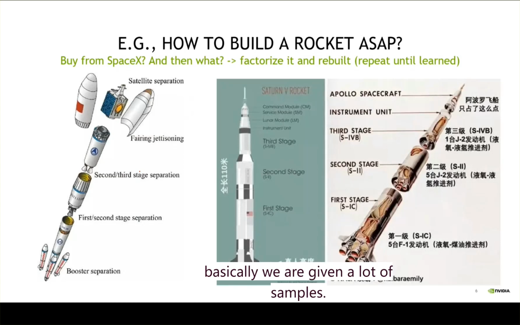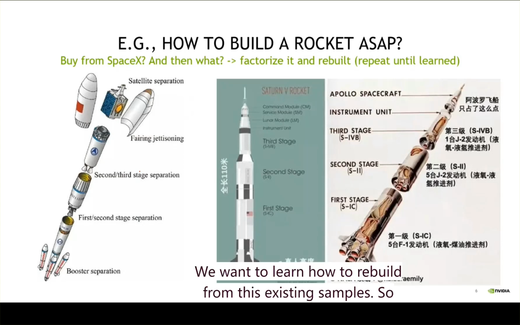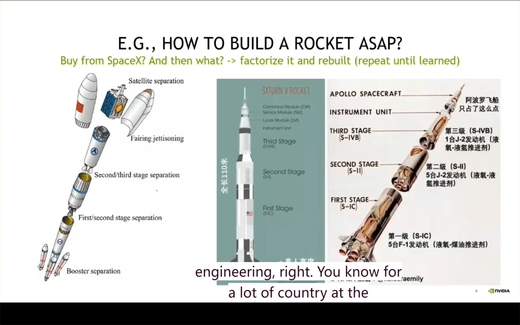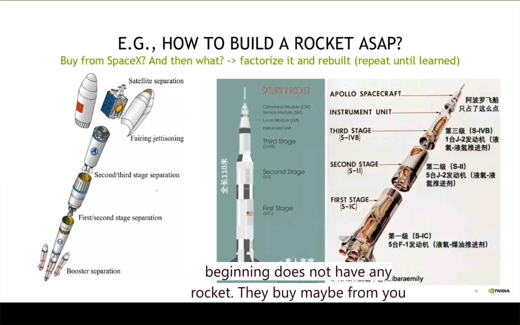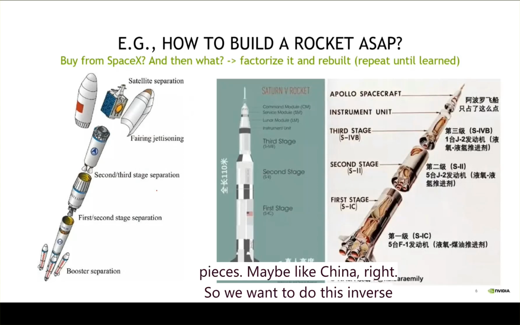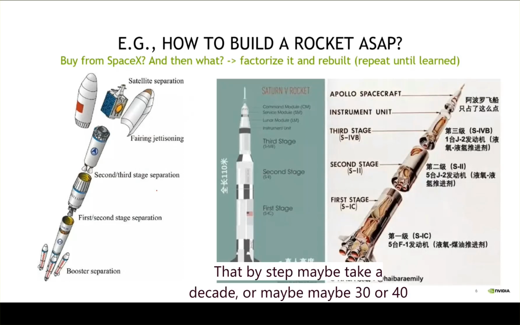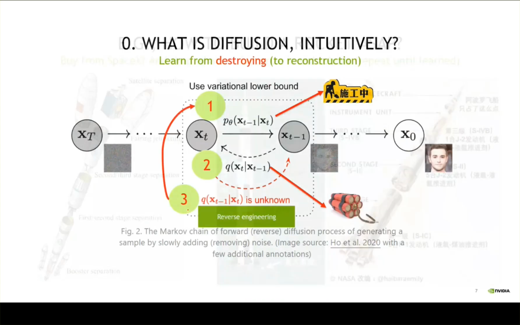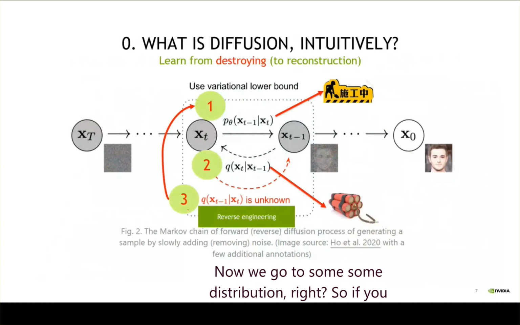So basically, we are given a lot of samples. We want to learn how to rebuild from these existing samples. So you want to learn the distribution of these samples. It is a way that we can learn from inverse engineering. A lot of countries at the beginning do not have any rocket. They buy maybe from the US, from the Soviet Union, and then they try to break it into pieces, maybe like China. So we want to do this inverse engineering step by step, maybe taking decades, maybe 30 or 40 years, until we learn how to reconstruct a rocket from nothing. It's learning from an existing thing: you break it, and then you reconstruct it. That's the basic idea. Now we go to some distributions.